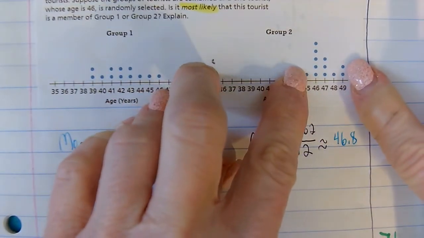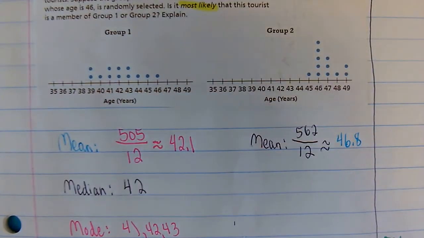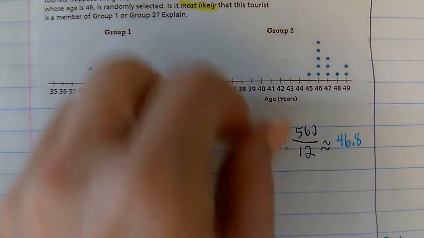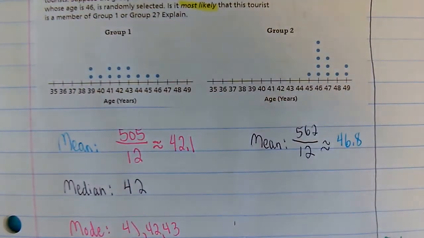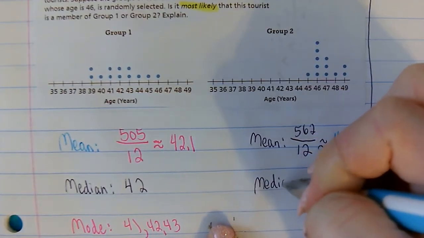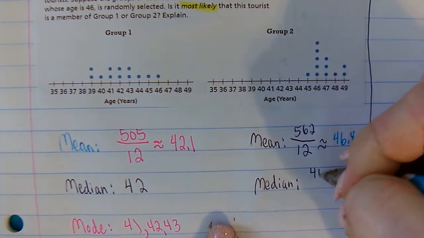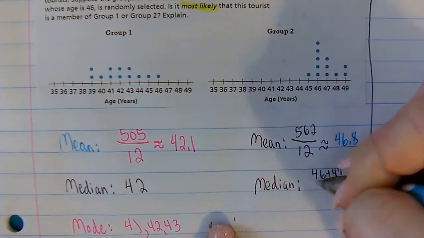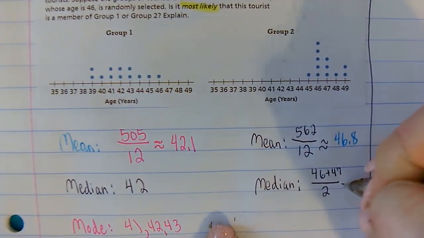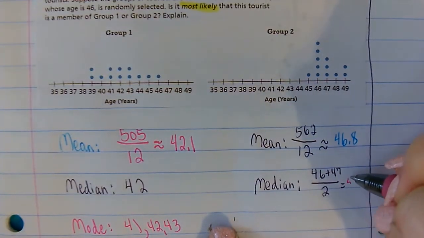One way to do it is start marking them out all the way into the middle. What you will find, since there are 2 middle numbers, and one is 47 and one is 46, so for the median, you would have to add them together and divide by 2. 46 plus 47, divide by 2, and that would equal your median, which is 46.5.